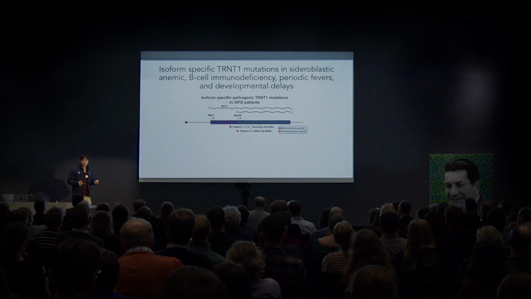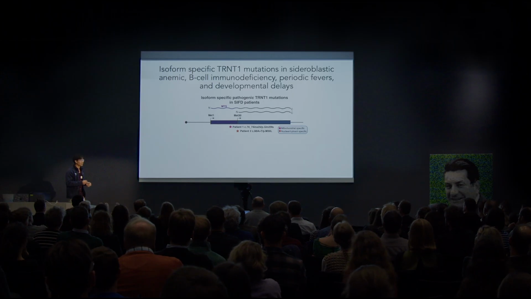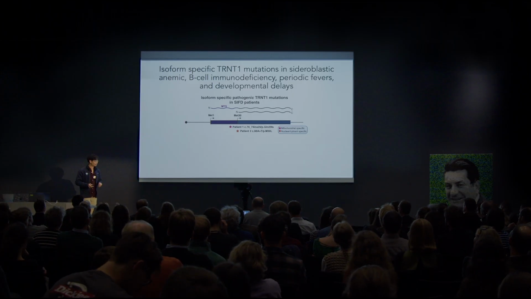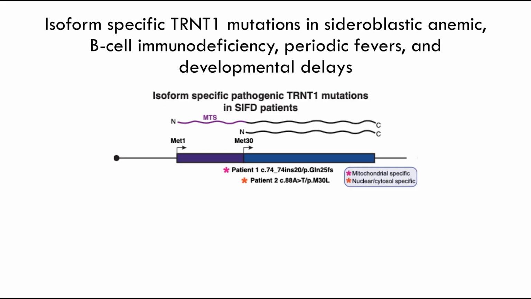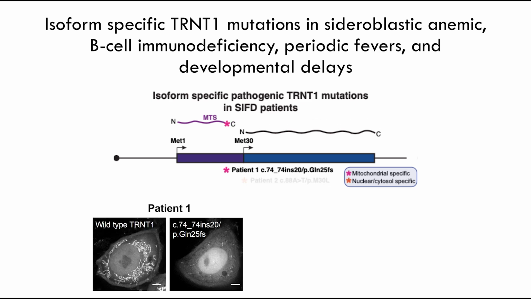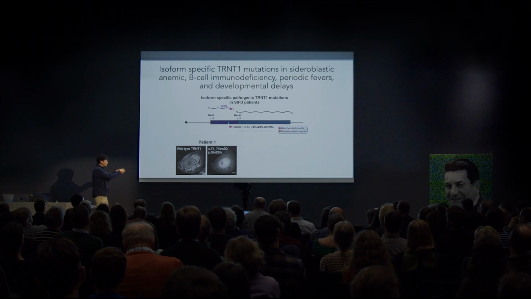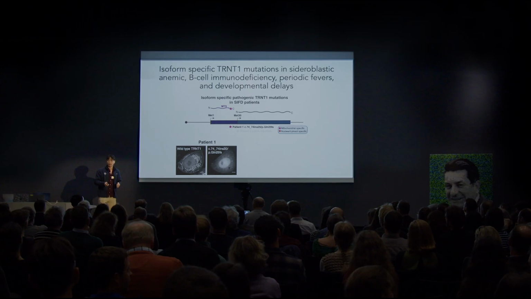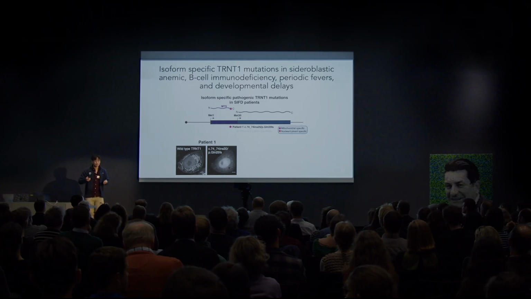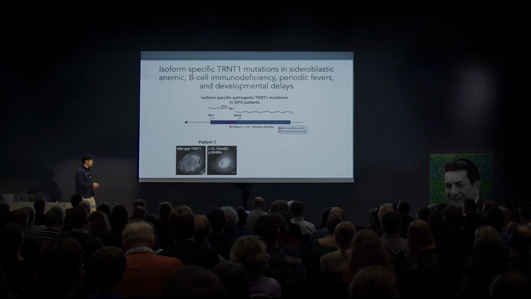TRNT1 is mutated in a super rare disease called sideroblastic anemia with B-cell immunodeficiencies, periodic fever, and developmental delays. I found two patients that had mutations affecting only one isoform of the gene. Patient 1 has this frameshift mutation over here. Most people will just assume that such a mutation is a complete loss of gene function. But actually, in this context, this frameshift would only eliminate the mitochondrial isoform of TRNT1, leaving the nuclear isoform intact because its start codon is downstream of the mutation. Indeed, that's exactly what I see.